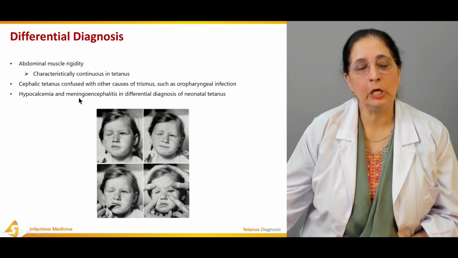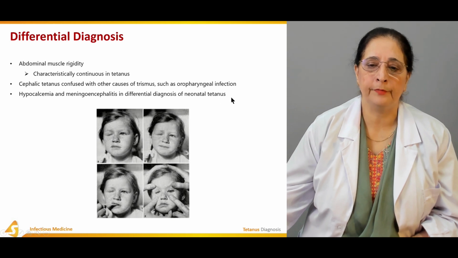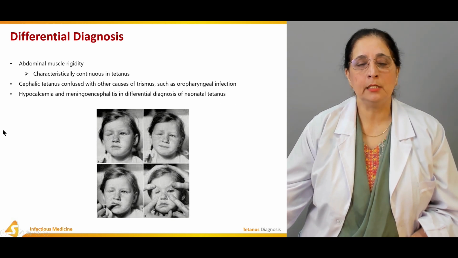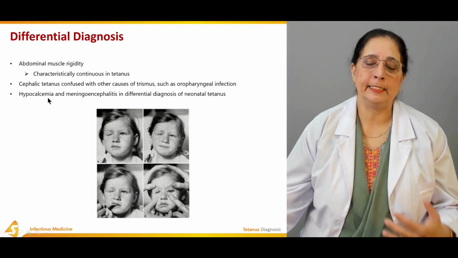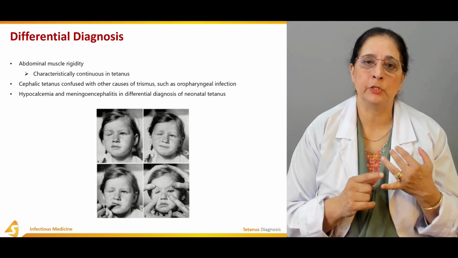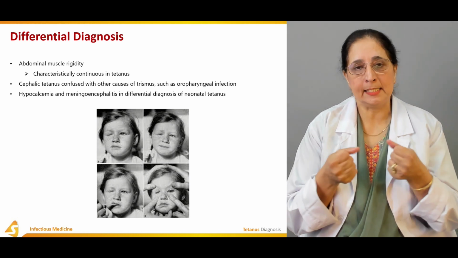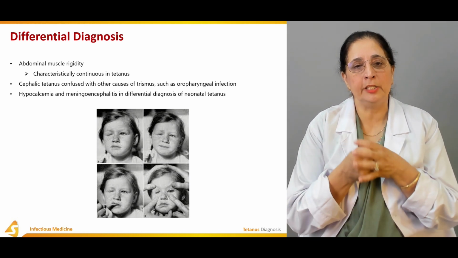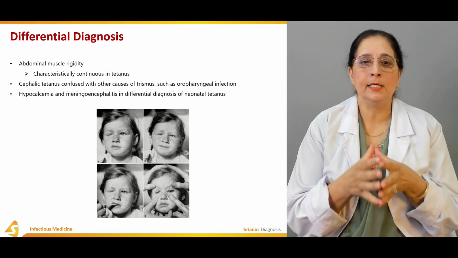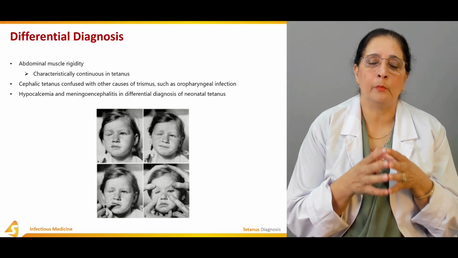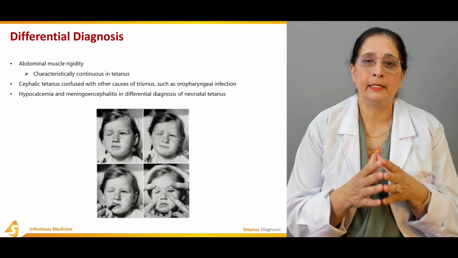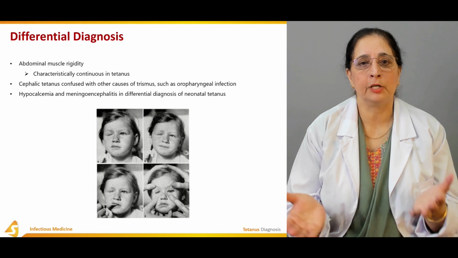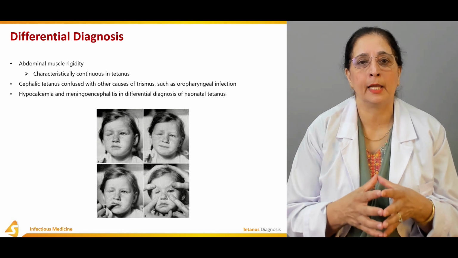Hypocalcemia and meningoencephalitis are in the differential diagnosis of neonatal tetanus. So these are all the differential diagnostic conditions. Hypocalcemia, a low calcium level, is associated with tetany. Tetany is again rigidity of the body, and once calcium is given by injection stat, that can bring the patient back to normal, and muscle tone comes back to normal.